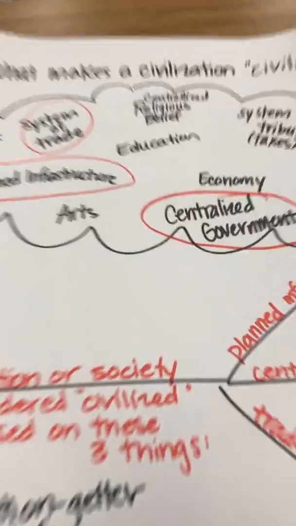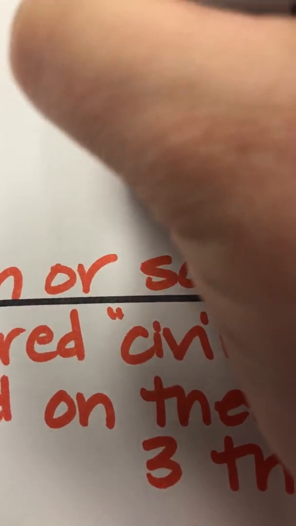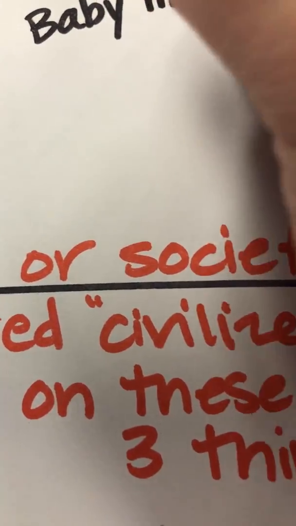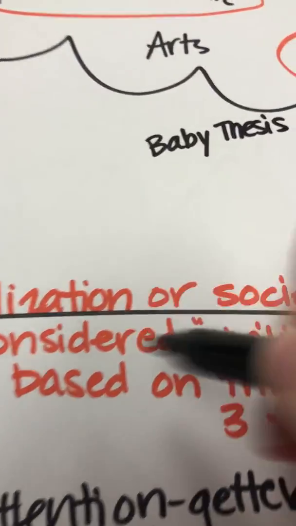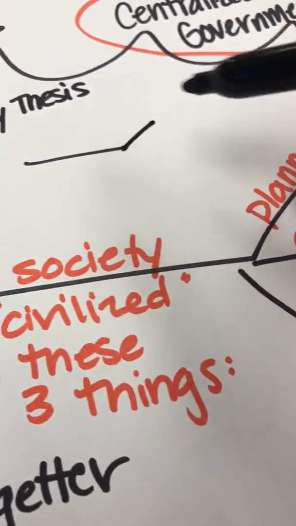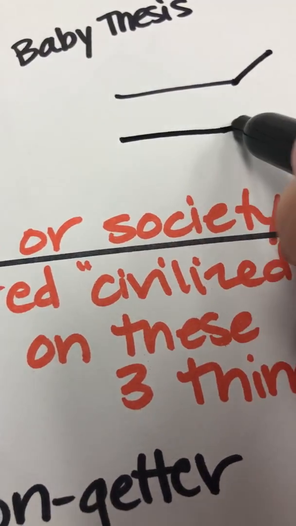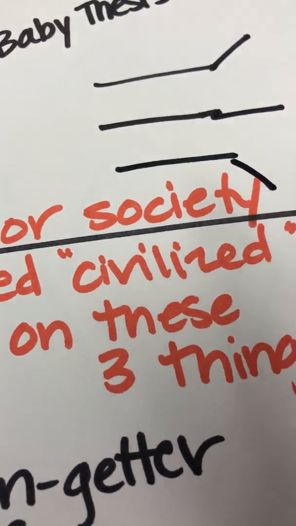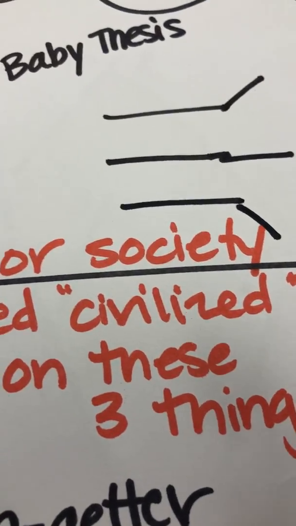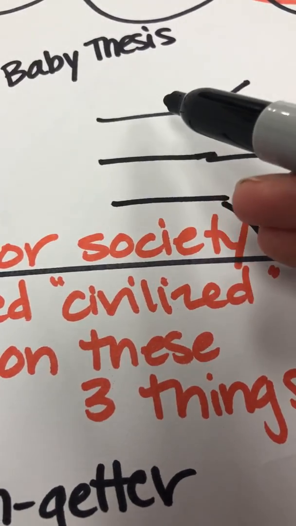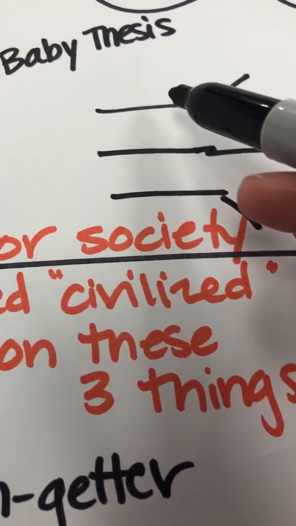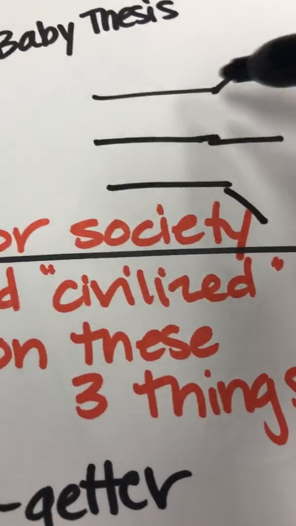We also have something called a baby thesis. There are going to be 3 baby theses. That's basically this part and one of the toes. So there's that baby thesis, this baby thesis, and this baby thesis. So a civilization, or a society, is considered a civilization because of planned infrastructure.